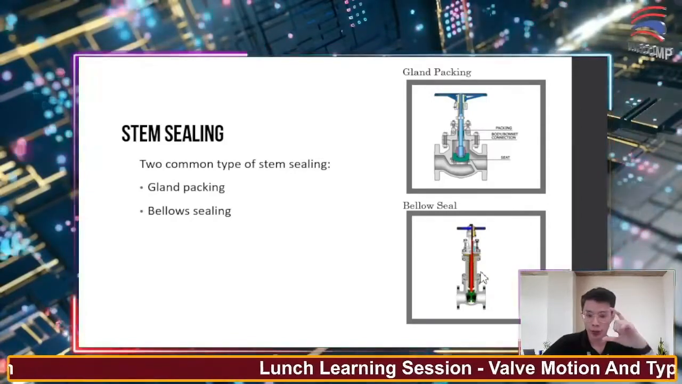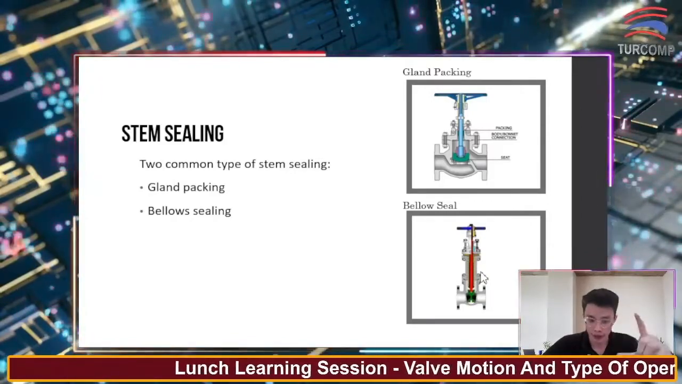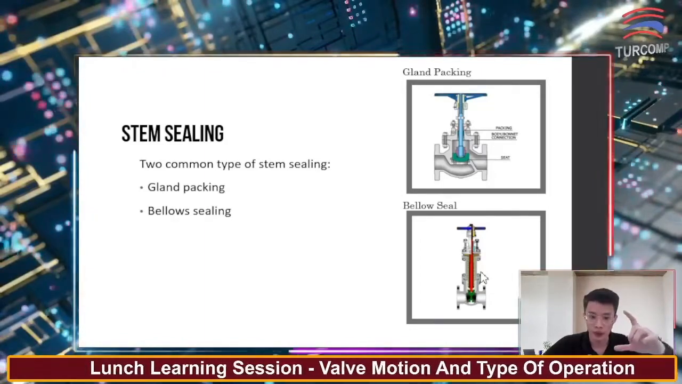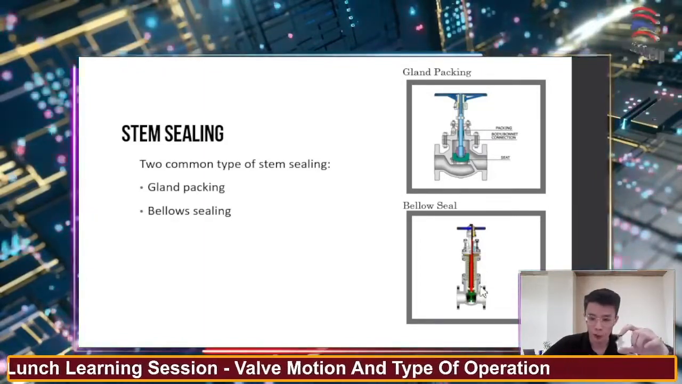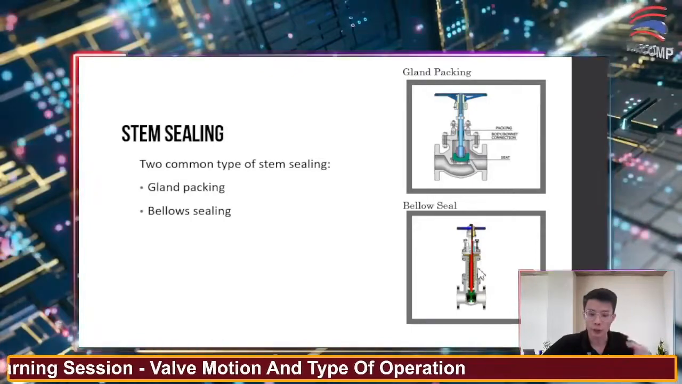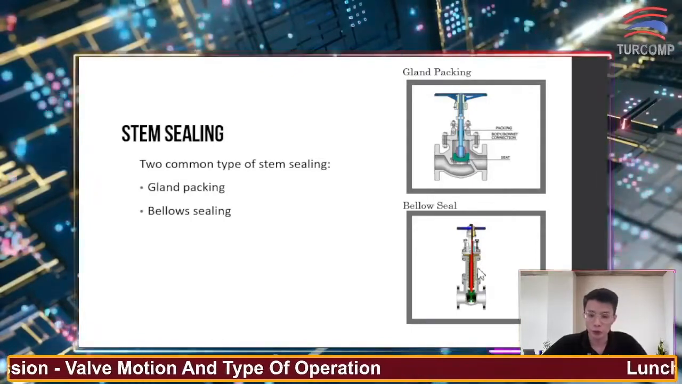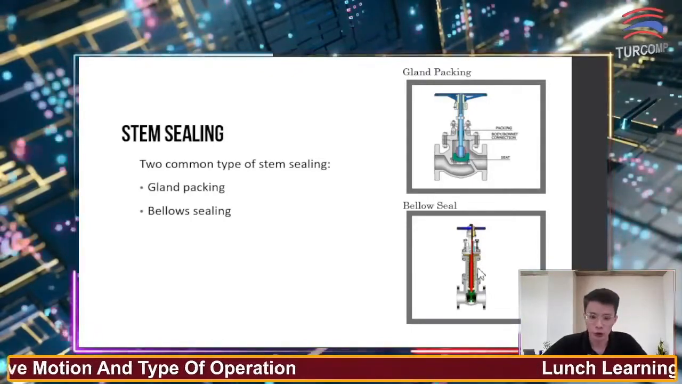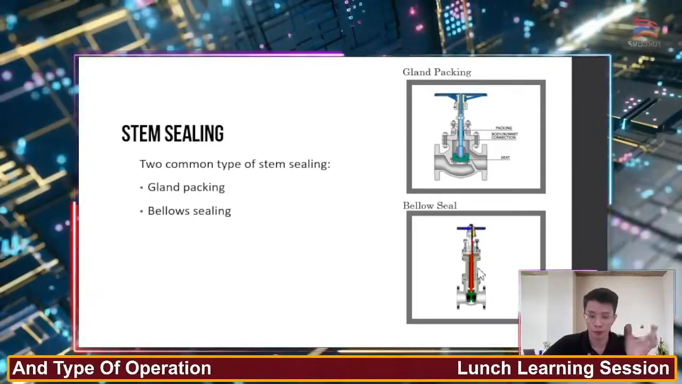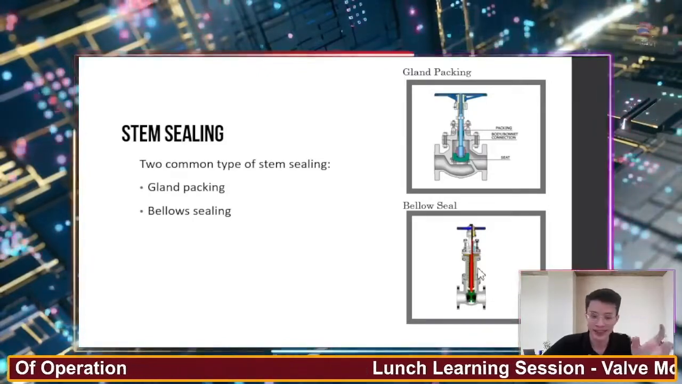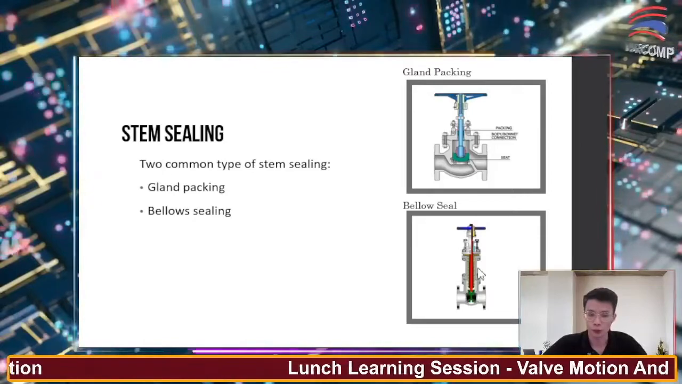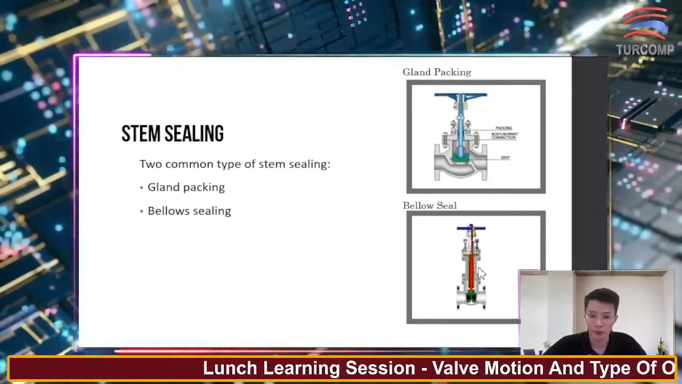The bellow will extend when the valve is open, and it will contract when the valve is closed. And in order to prevent the bellow from rotating, normally we'll insert an anti-torsion device to prevent them from rotating, or what we call twisting of the bellow, in order to extend the lifetime of the bellow.